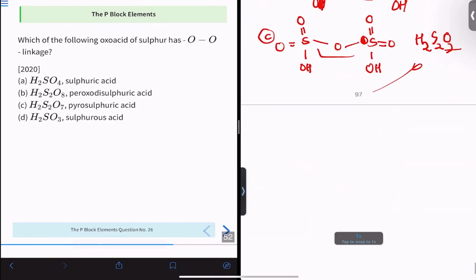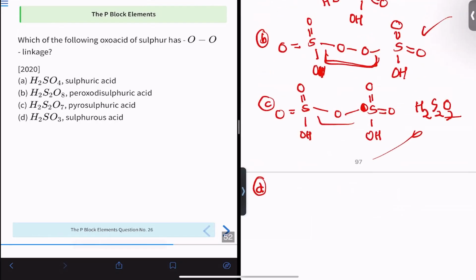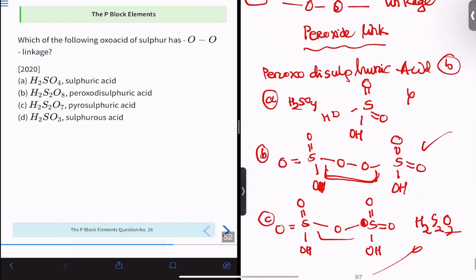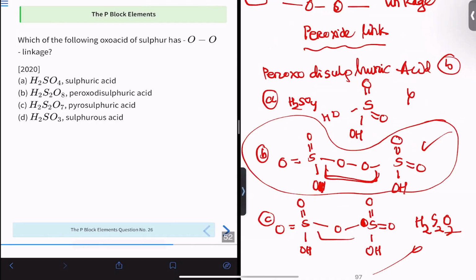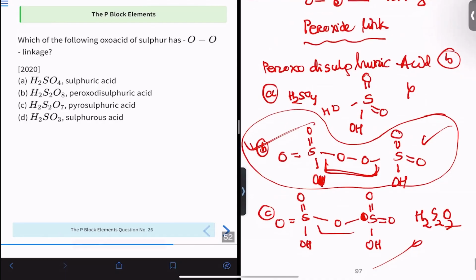Then option number D, sulfurous acid. The diagram for sulfurous acid will be S with a lone pair, a double bonded oxygen, and two single bonds. This is the diagram for H2SO3. Does it have any peroxide linkage? No. This is also ruled out. So we are left with only one option, H2S2O8, which we already had marked, option number B.